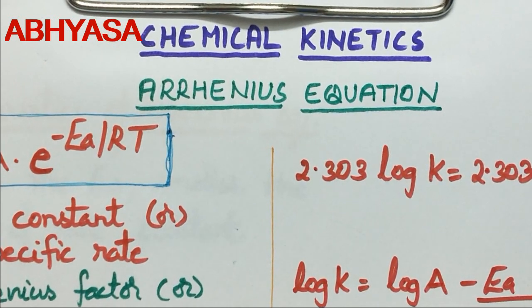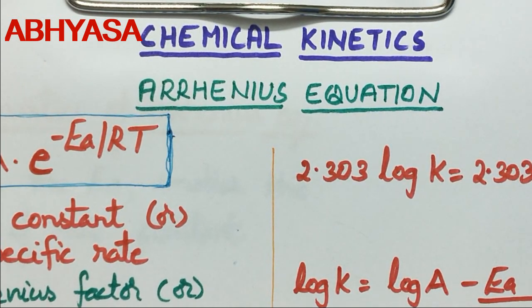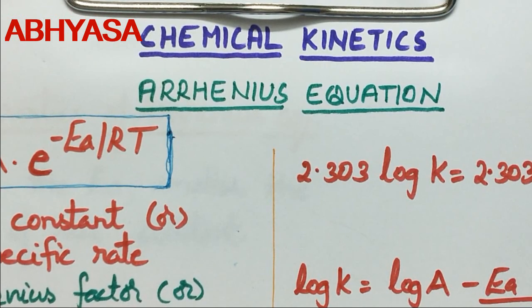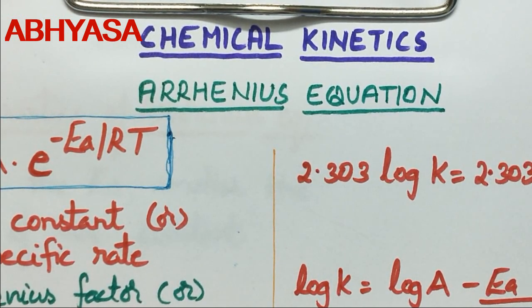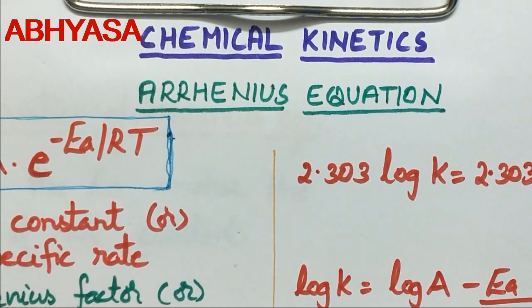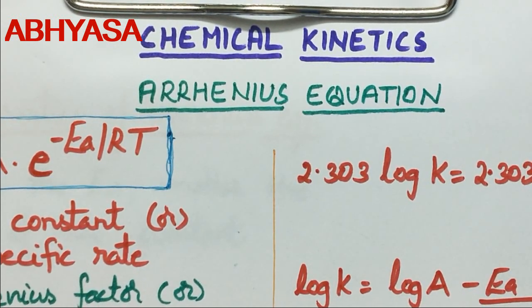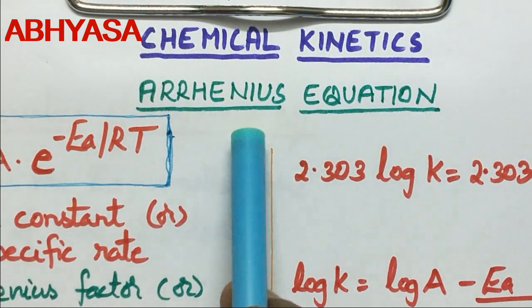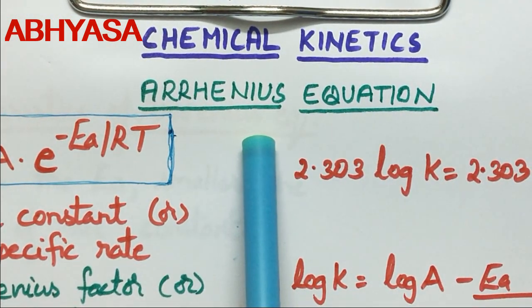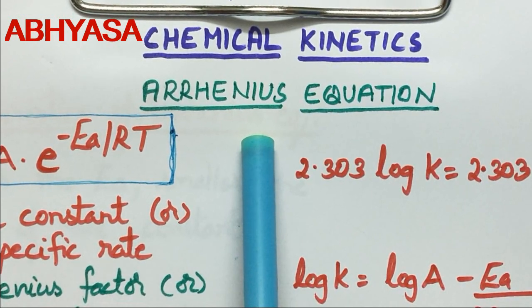In the previous video, we had understood the influence of temperature on the rate of reaction, isn't it? Now, in this video, again the concept is same, but the perspective is different. The quantitative effect of temperature on the rate of reaction and hence on the rate constant, this was given by Arrhenius equation. So in this video, we shall understand Arrhenius equation.